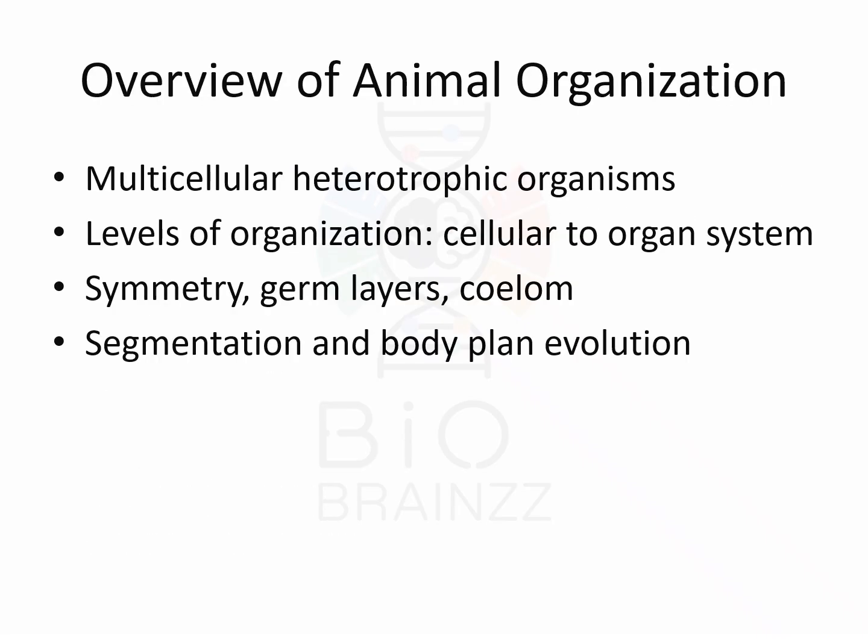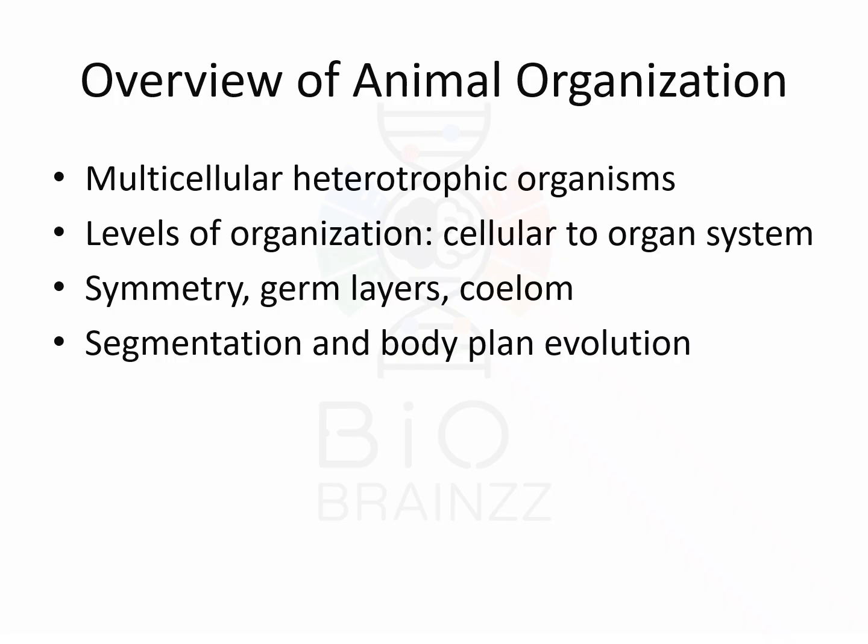Overview of animal organization. Animals are multicellular, heterotrophic organisms that obtain energy by consuming other organisms. Unlike plants, animals lack cell walls and exhibit specialized cells that work together to perform complex functions. Their bodies are organized into different structural levels, beginning from cells and progressing to tissues, organs, and organ systems.